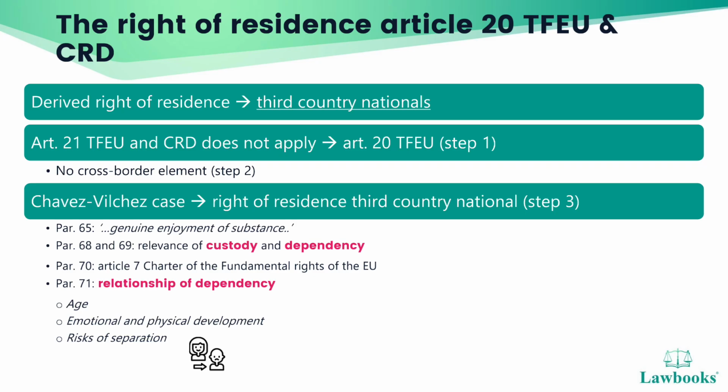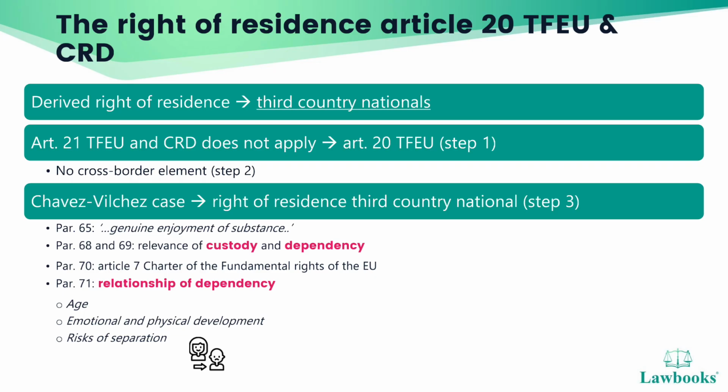Paragraphs 68 and 69 talk about the relevance of custody and dependency. So if you're on the exam and you get a case about Article 20, we're dealing with a third country national parent and we're dealing with a child that has EU citizenship, then you have to look at the relationship between the child and the mother or the father, the parent. You have to look at how dependent this child is on that specific parent.